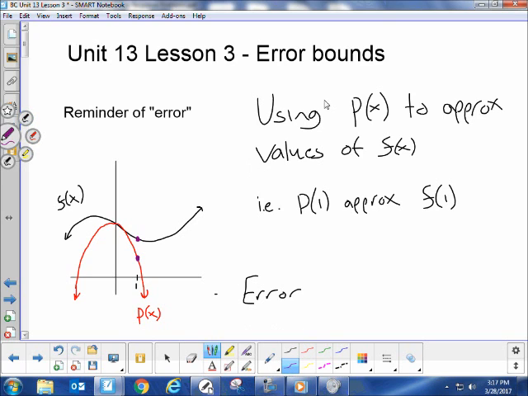All right, good. Using a polynomial to approximate the values of a function, let's say we're using the polynomial at 1 to approximate the function value at 1. The error is the difference between your function value and your polynomial, right? We don't care if we're above or below, actually. We only care about the relative distance. So we will take the absolute value of the difference between our function value at 1 and our polynomial approximation at 1.